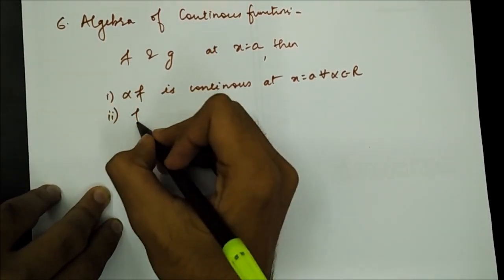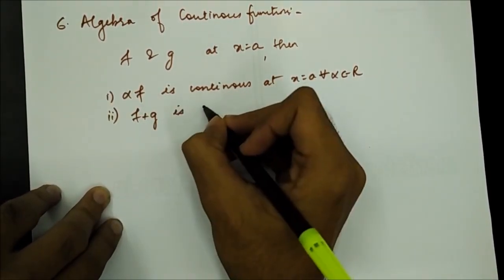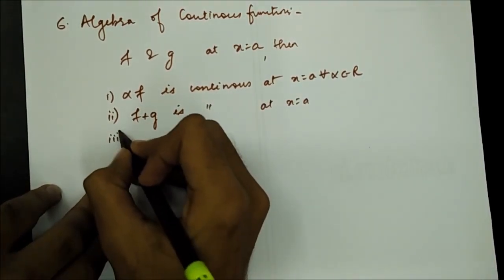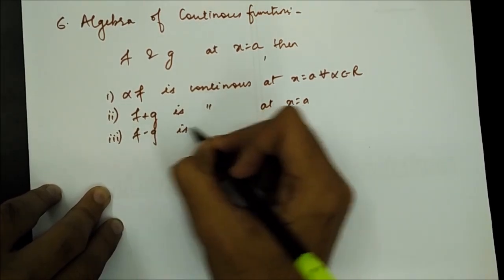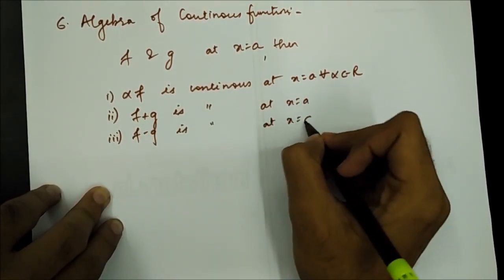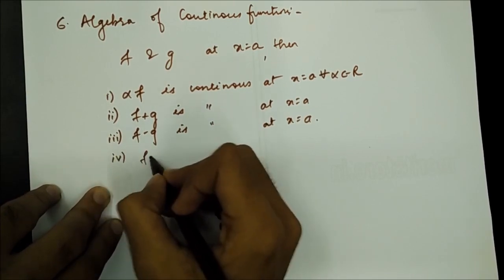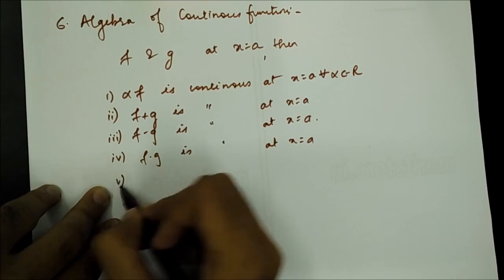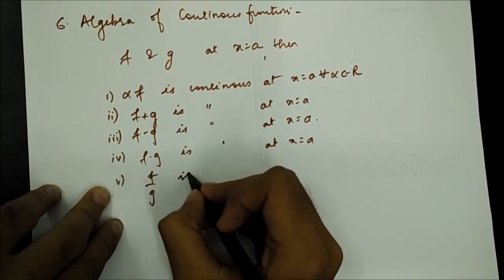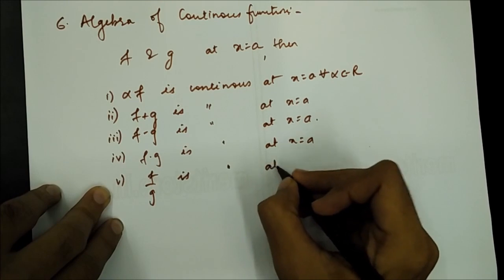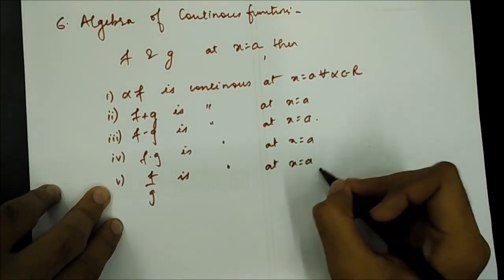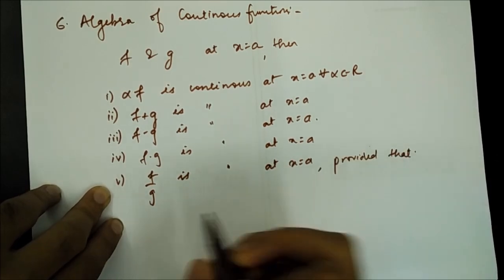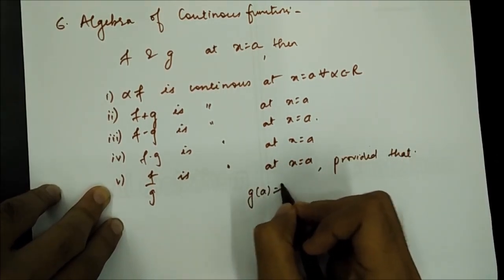Second point, f plus g is continuous at x is equal to a. Third, f minus g is continuous at x is equal to a. F dot g is continuous at x is equal to a, and f by g is continuous at x is equal to a, provided that g of a is not equal to 0.